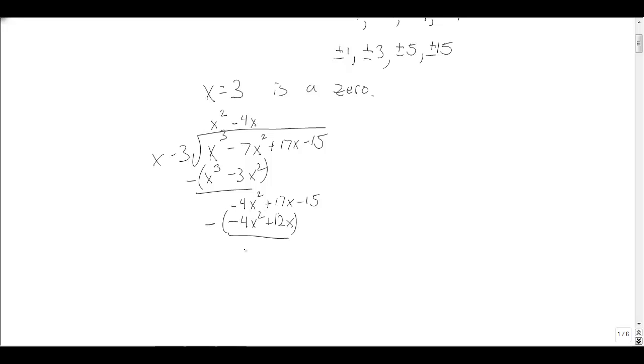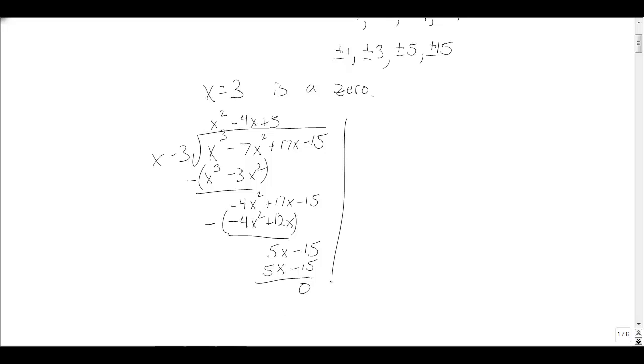Subtract. Get a 0. 17x minus 12x is 5x minus 15. And then x times 5 should give me 5x minus 15. If I subtract this, I get a 0. Because I knew x equals 3 is a 0, I should get a remainder of 0 here. If I don't, it means either x equals 3 was not a 0, or I made some kind of mistake in my long division here. So it's a nice check there to make sure things went okay.